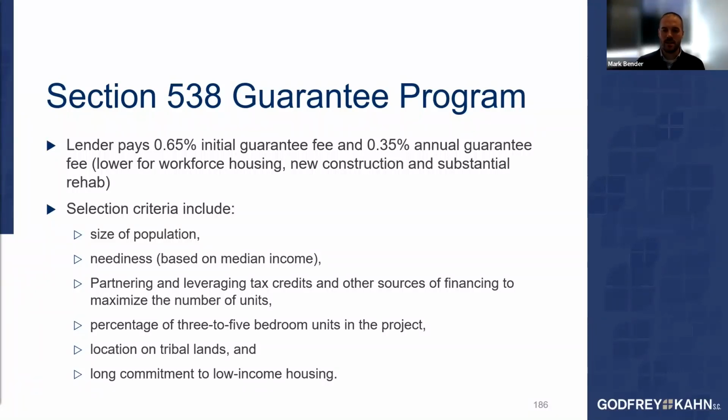So the USDA takes into account the size of the population being served, the need factors, and leveraging. It's also important if the project has tax credits associated with it, something they're going to look for. They will emphasize 3 to 5 bedroom units. You get more points for larger units, as they're trying to get housing to as many people as possible. Extra consideration also will go to locations on tribal lands and a long-term commitment, which is never a problem for tribes.